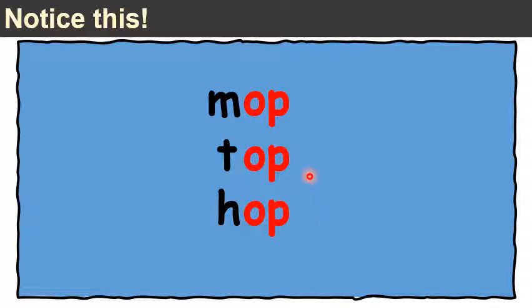So the ending is the same, op, op, op, but the first letter is changing every time. Because we have a lot of words in English that have the ending op, once you can read the op, you can just read the first letter of any word.